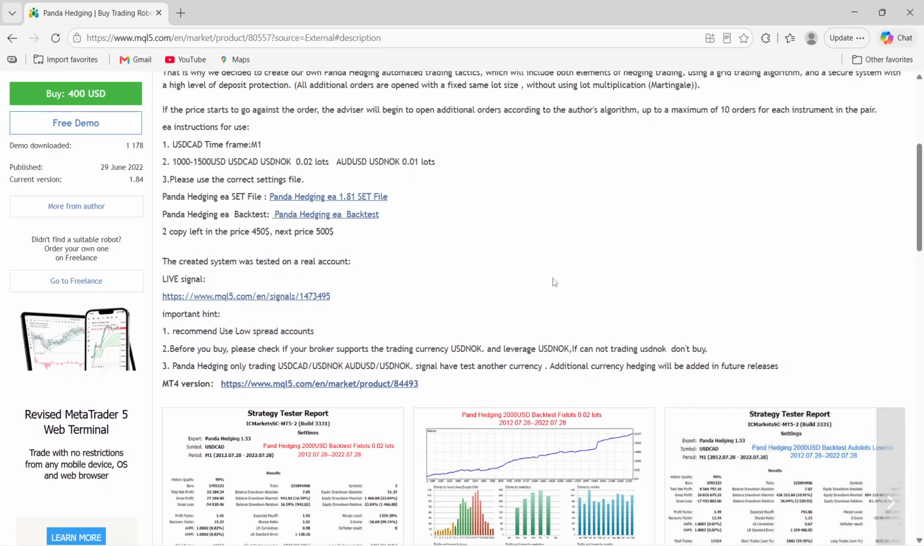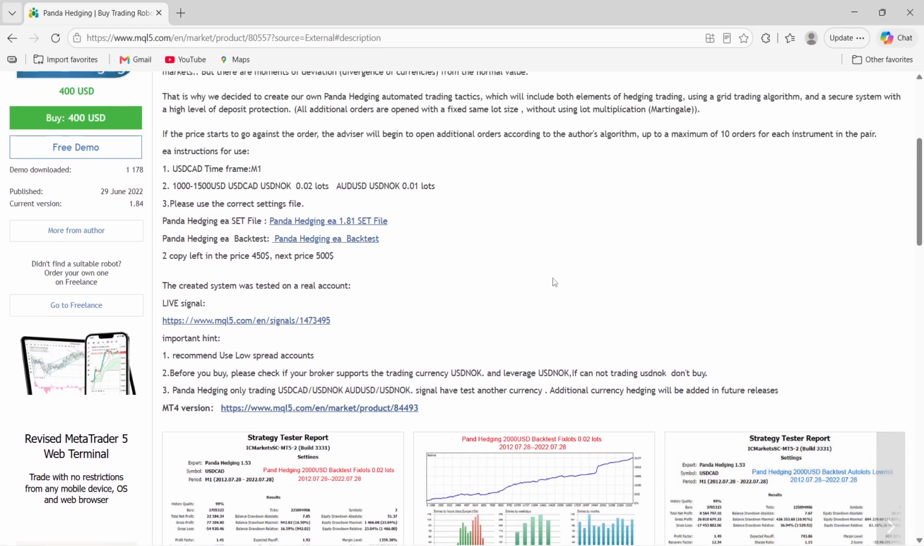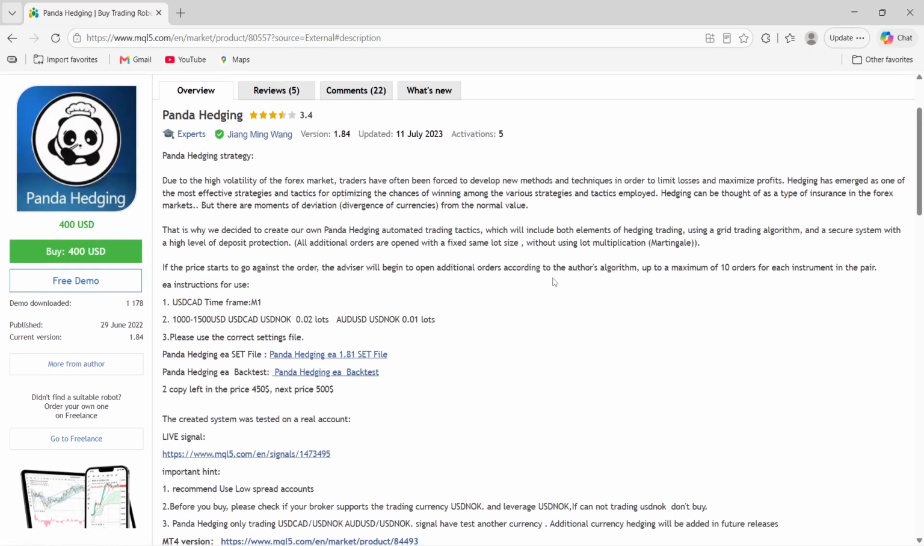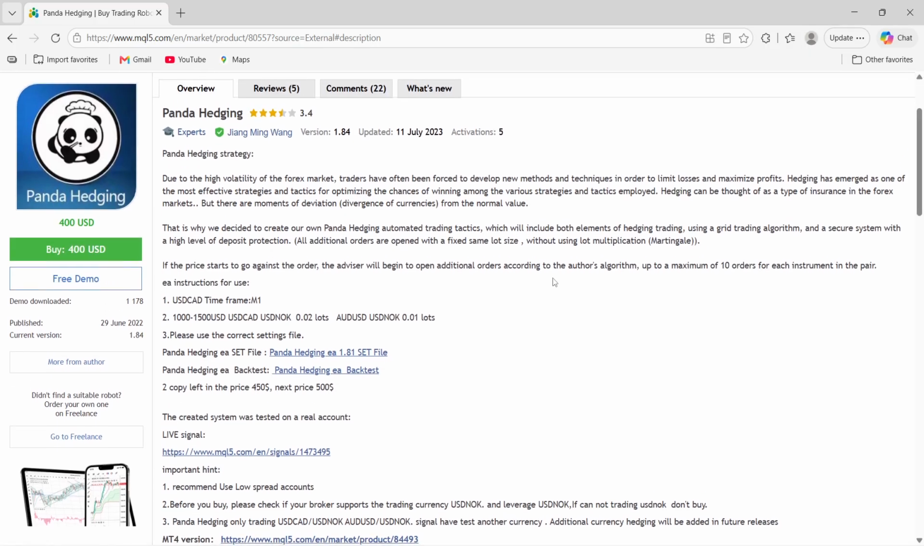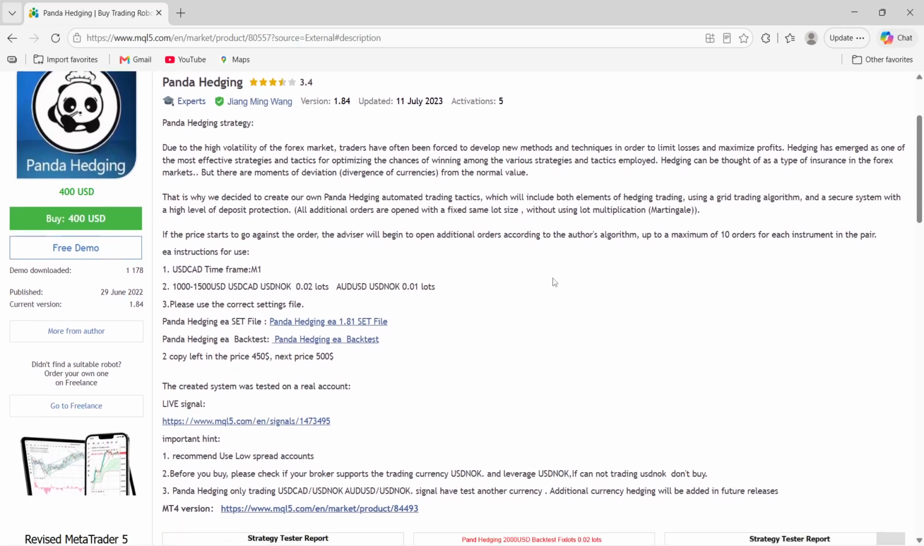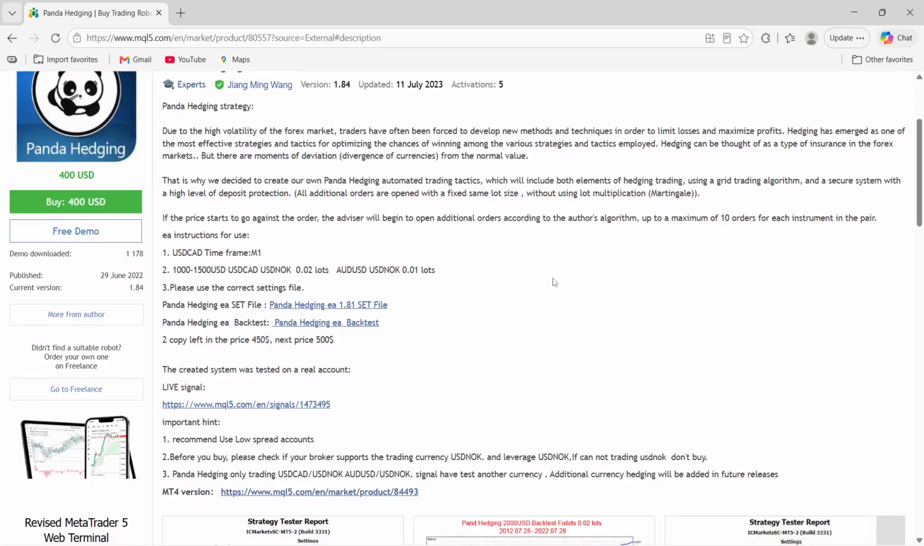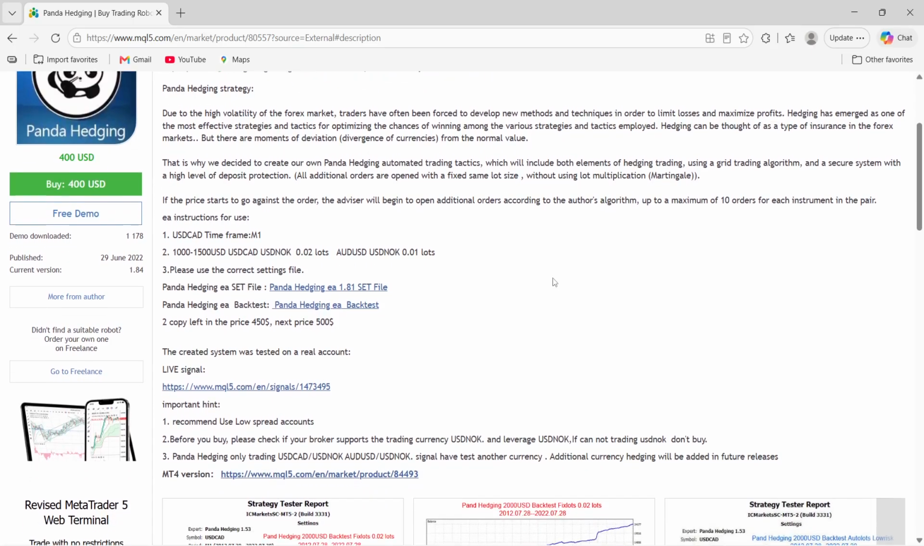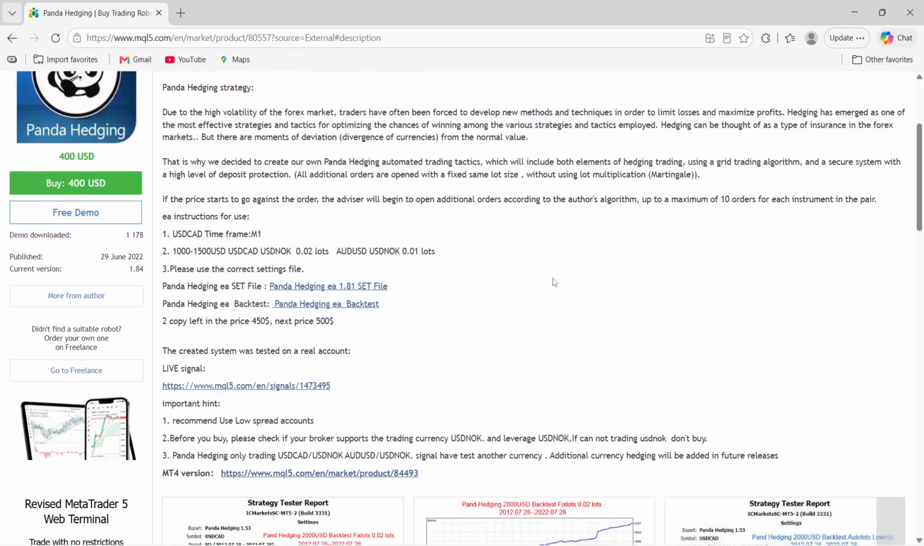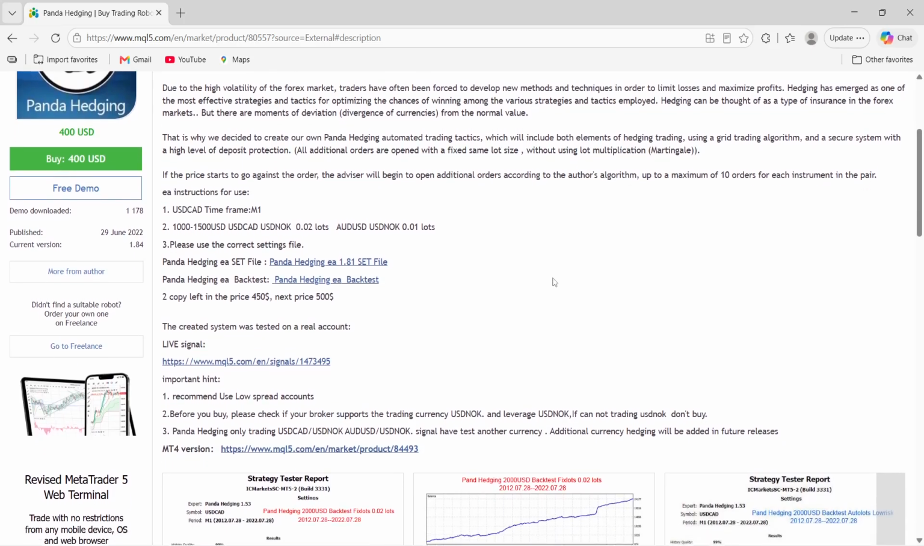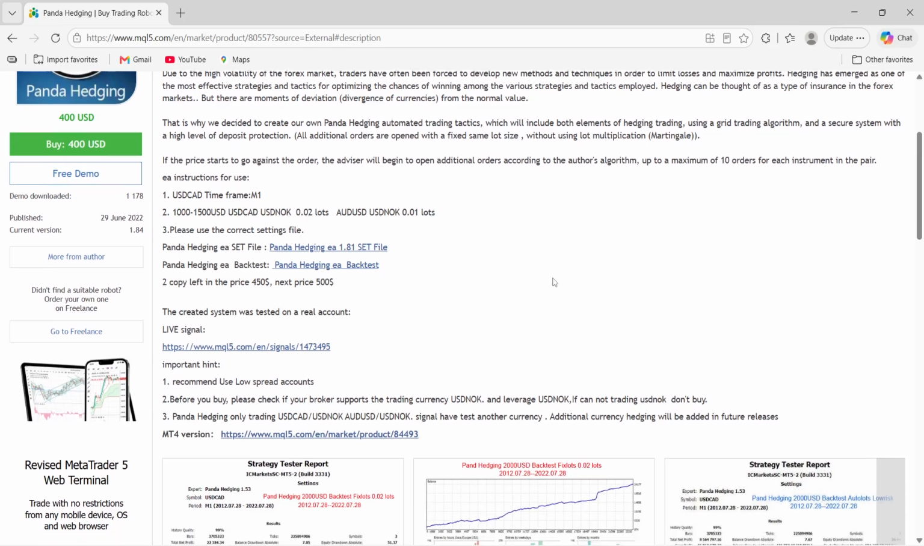Let's just pretend we're a trader scrolling through the product page for the first time. The developer describes Panda Hedging as an automated trading tactic that combines elements of hedging and grid trading with a so-called secure system for deposit protection. They're very explicit that this is not a martingale robot. It doesn't multiply lot sizes as it adds positions. Instead, it opens a series of trades with fixed lot sizes as the market moves.